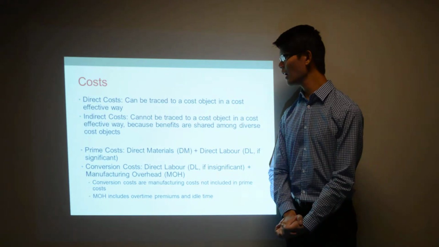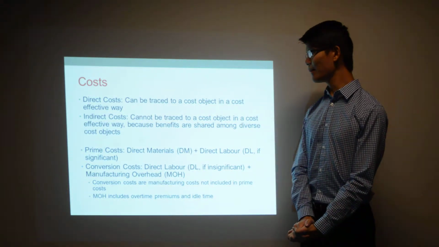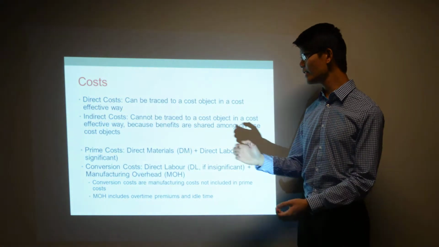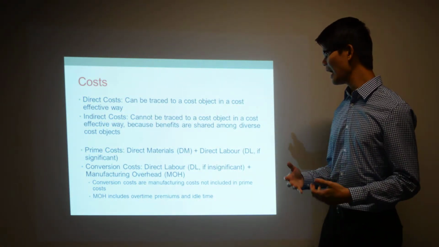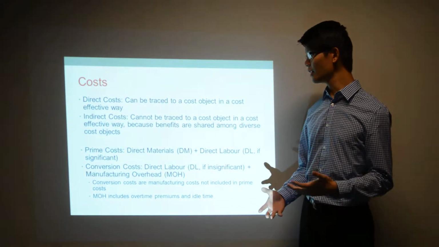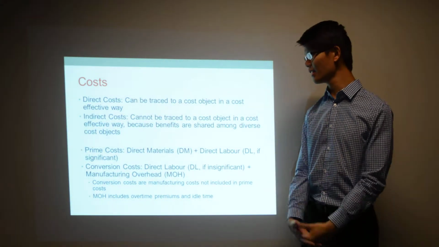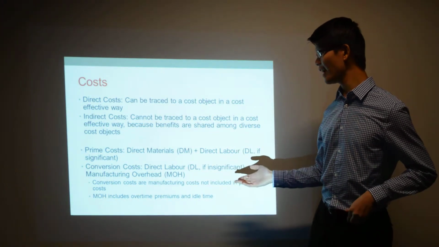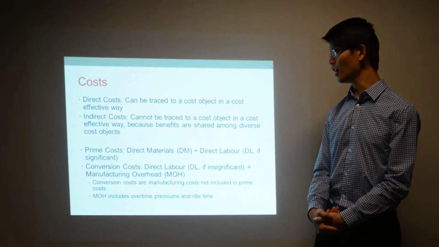Then we have prime costs versus conversion costs. So prime costs are the direct costs needed for manufacturing. And usually it includes direct materials and direct labor. While conversion costs are your general costs, somewhat indirect costs in manufacturing specifically. So usually you would include manufacturing overhead as your conversion costs.